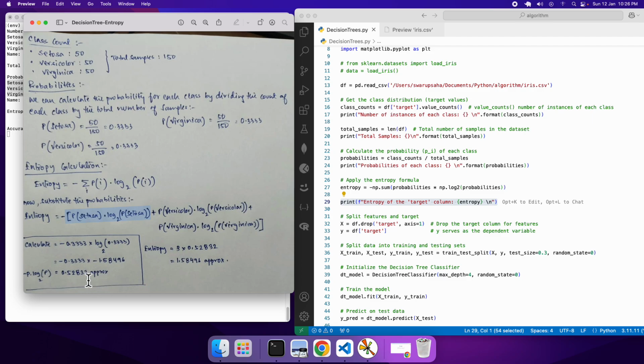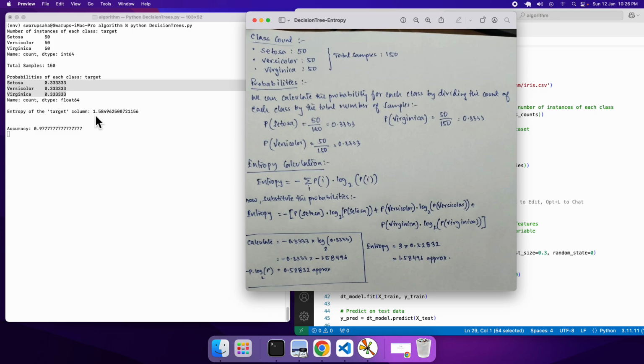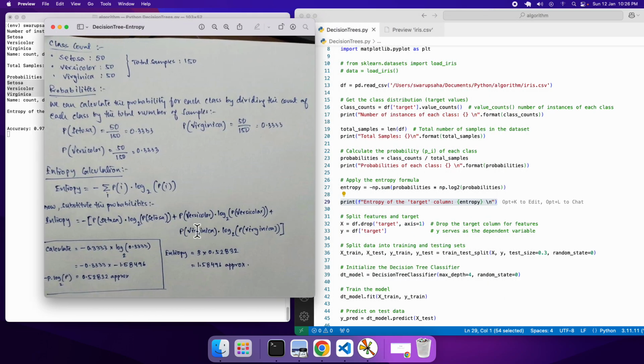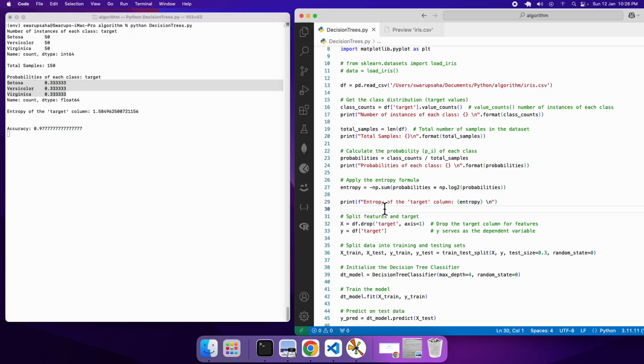In this way we have to go through the 3 probabilities. Since the probability value is the same for all of these different classes, what I did is multiply that. So 3 into 0.52833. Once I did this multiplication, I get a value of 1.58496, and that's exactly what you are seeing right over here as well, 1.58496 and so on. So that's what I have calculated by myself using the expansion of this formula, and that is what has been done with the help of this particular line, which does the entropy calculation.